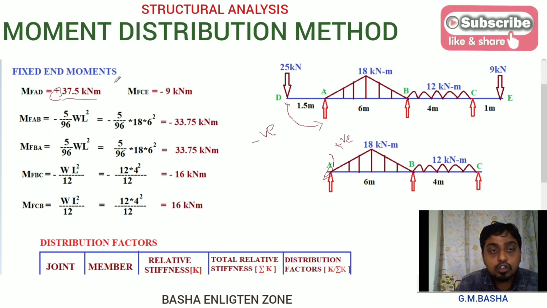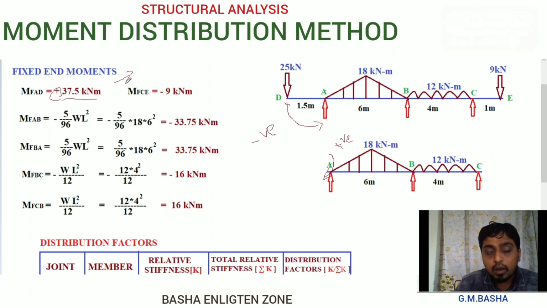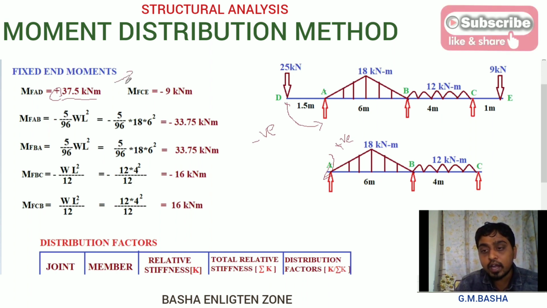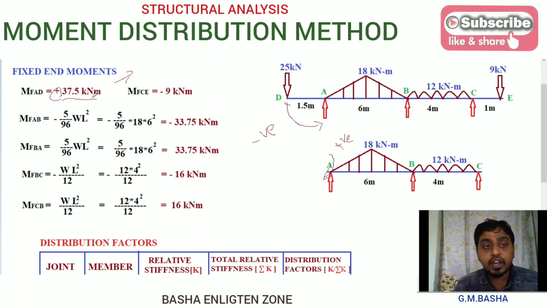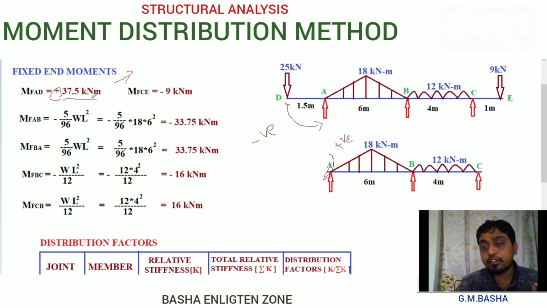So whatever the moment obtained here, fixed moment at the overhanging position, the same moment will be the final moment at that position. For example, fixed moment AD will be equal to plus 37.5 kilonewton meter, means similarly the final moment for AD also equal to plus 37.5 kilonewton meter.